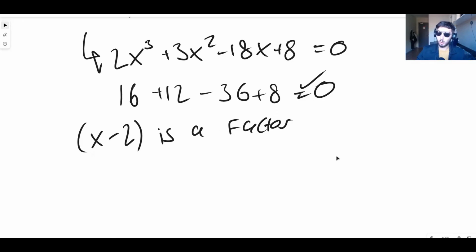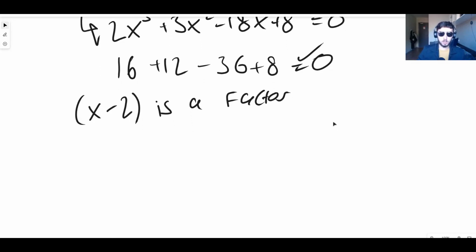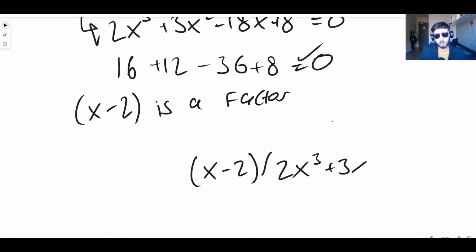Boom. So what can we do, guys? We can do polynomial long division using x minus 2. And we know that there will not be a remainder because it is truly a factor. When you have factors, there are no remainders. So we can just do polynomial long division on this: 2x cubed plus 3x squared minus 18x plus 8.